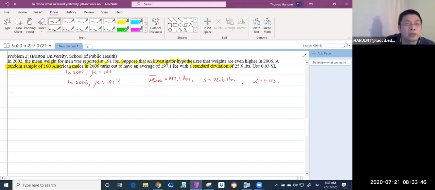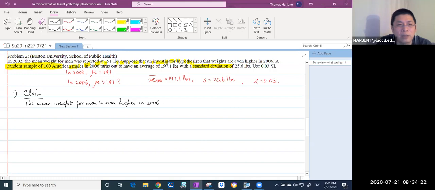Okay, going over step 1, the claim. What's the claim? The investigator hypothesizes that the weights are even higher in 2006. The mean weight for men is even higher in 2006. Now that's my claim. But I think you can word it differently. You can also just quote that weights are even higher in 2006, even though I prefer you to clarify what weights you're talking about. The weights of men are even higher in 2006.